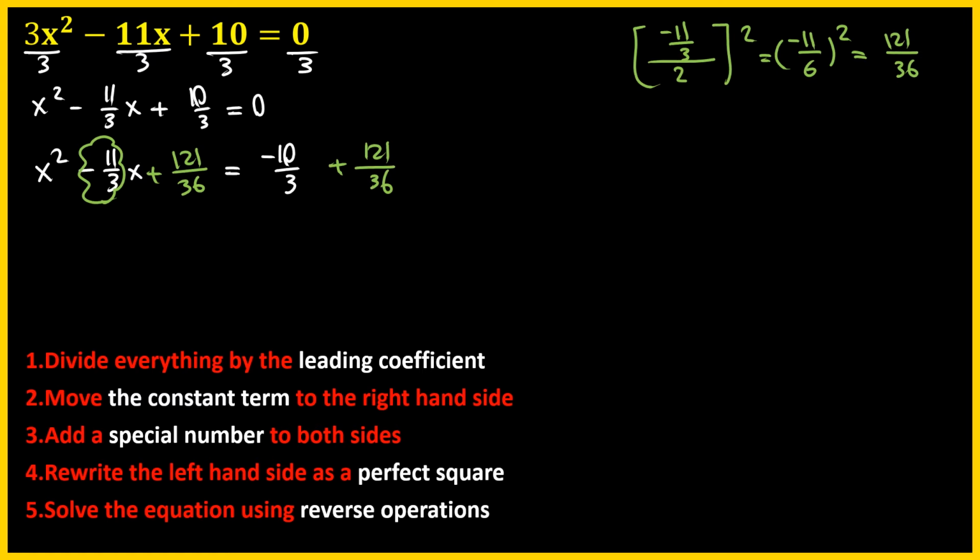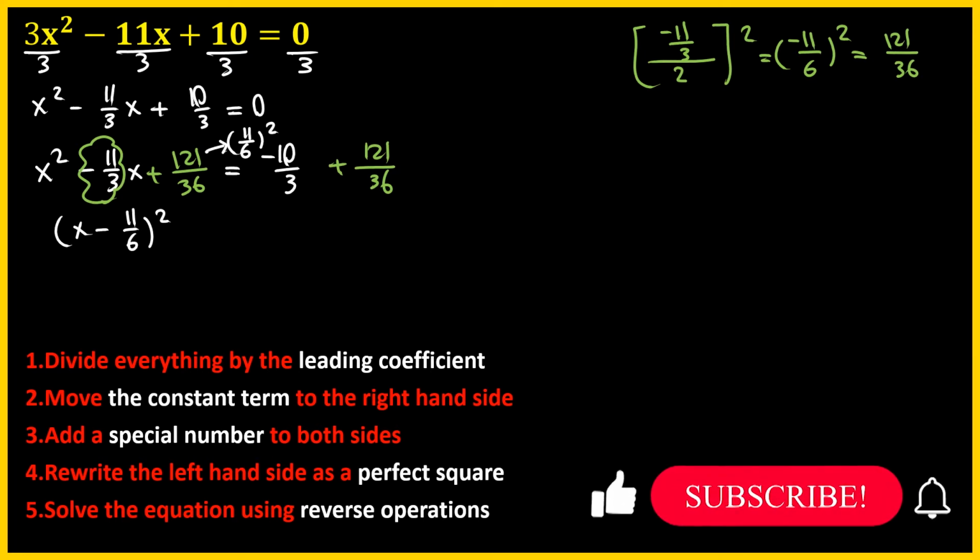And then in the next step, we need to rewrite the left-hand side as a perfect square. So we will have x minus 11 over 6 quantity squared. Now you might ask, why 11 over 6? Because 121 over 36 is the same thing as 11 over 6 quantity squared. And you might ask, why x minus 11 over 6? Why didn't we have x plus 11 over 6?